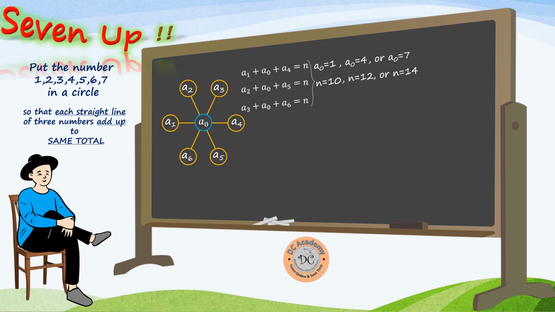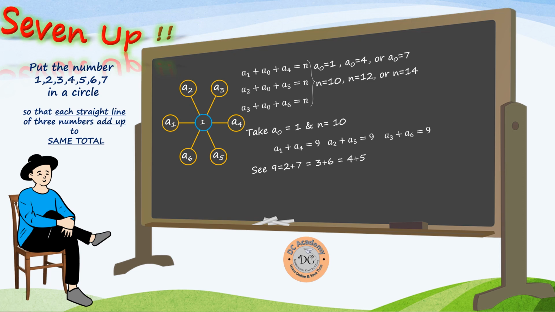Now first we take a0 equal to 1 and n equal to 10. If we take that, observe that a1 plus a4 will be 10 minus 1, which is 9. A2, A5 is 9 again, and A3, A6 is obviously 9 again. Now, how can we rewrite 9 using the numbers 2 to 7? We can see that 9 can be written as 2 plus 7, 3 plus 6 and 4 plus 5, which is very obvious.